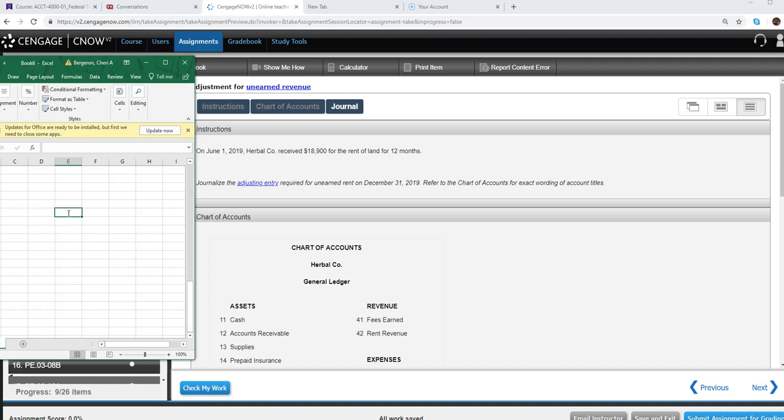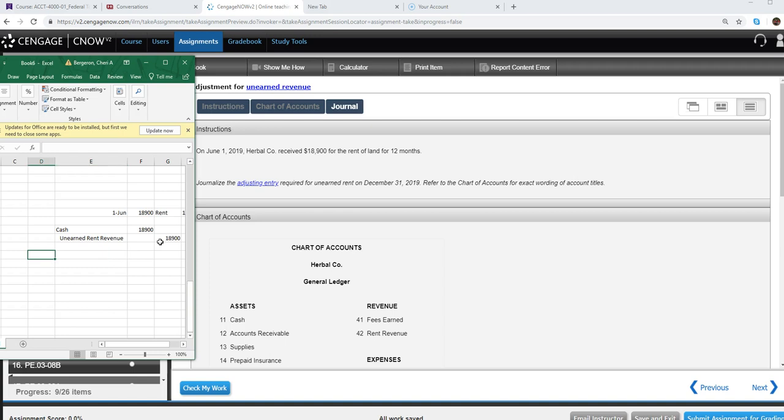So it says that on June 1, I received $18,900 for rent for the next 12 months. It's not asking me what my journal entry would be on June 1, but in order to understand this problem, it's helpful to look at that journal entry. If I received, that means I received cash, so my cash went up. And then the question is, is it rent revenue? Or is it in advance, so that it needs to be unearned rent revenue, and then I need to credit that account. So that's what would have happened on June 1, but of course it's not asking me for that.